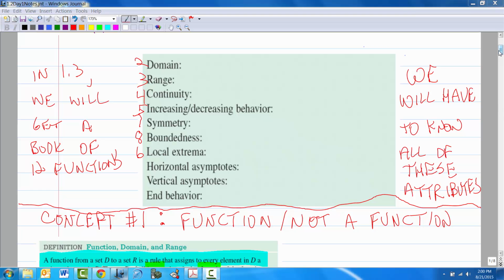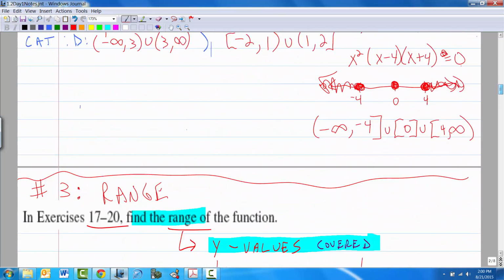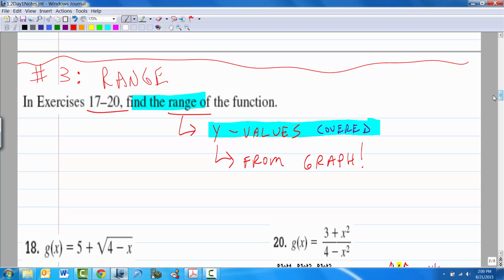Okay, let's try it again. Here's tape number 2 on what I promised I owed you anyway. What was it? Range. Okay. So remember, range means Y values. Okay, so this is number 3 in our list, but I skipped it.